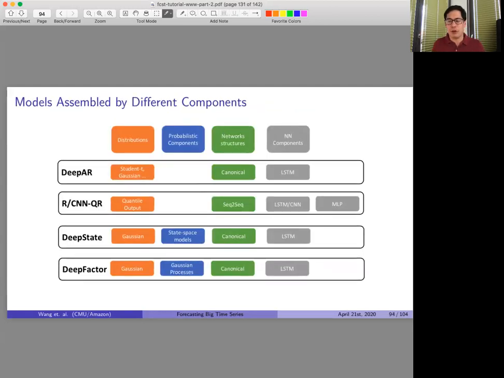The way we assemble models, and I want to talk about this for a moment, is by combining different components. If you think about DeepAR, DeepAR is a neural network, an RNN or LSTM, that consists of that component. It essentially is a stepwise rolling forward model, so it's a canonical model. As an output distribution, it uses parameterized distributions such as Student's t, negative binomial, or Gaussian.